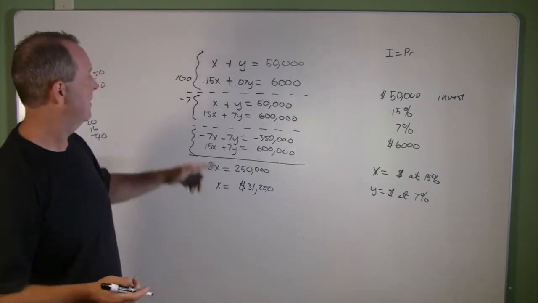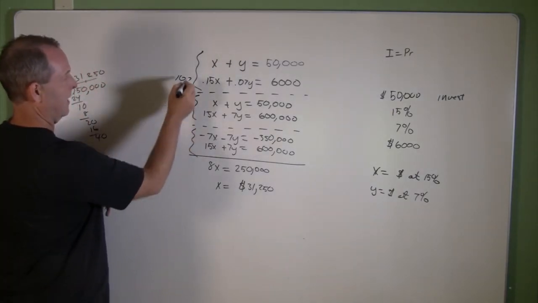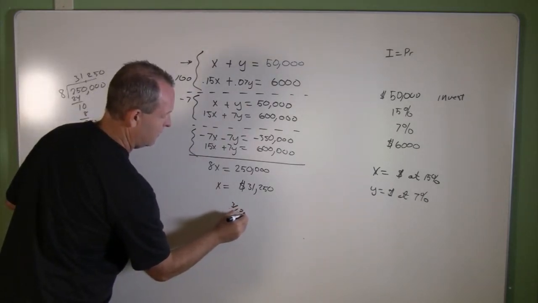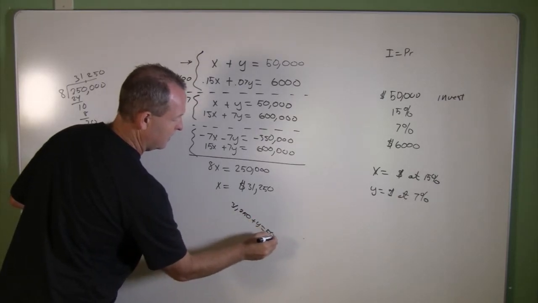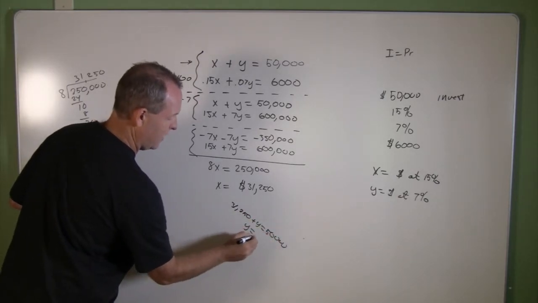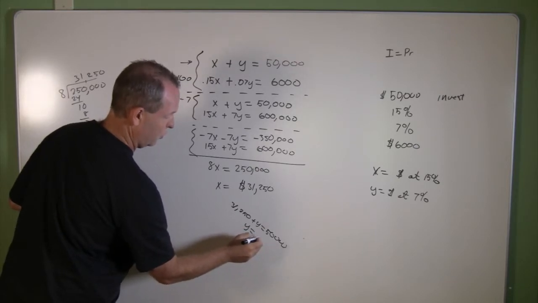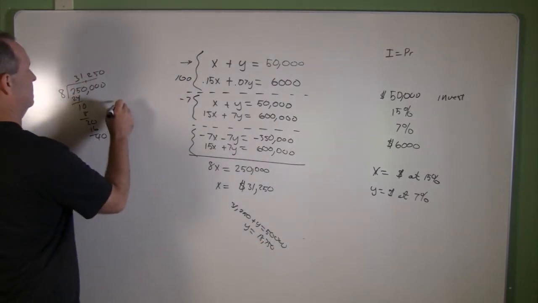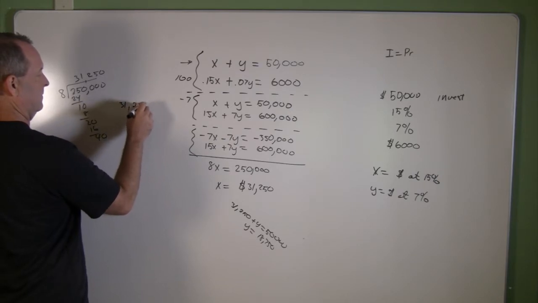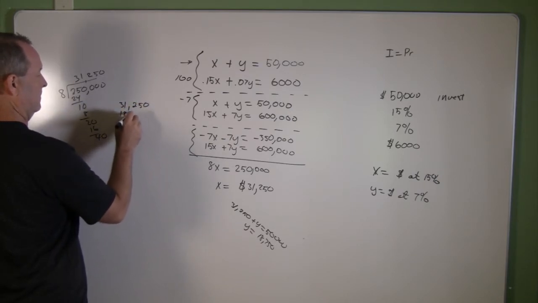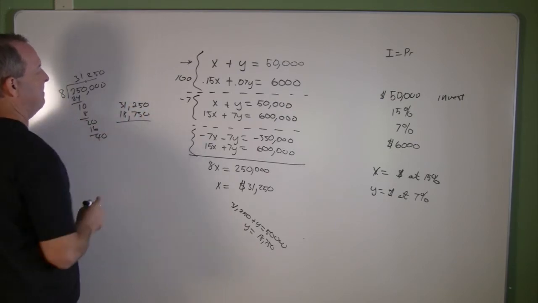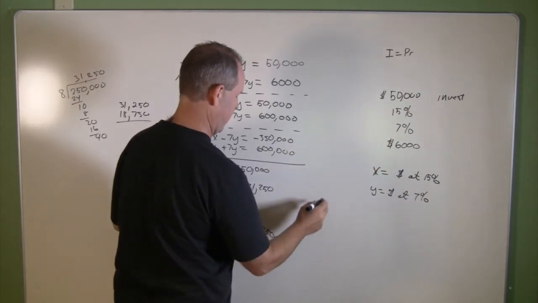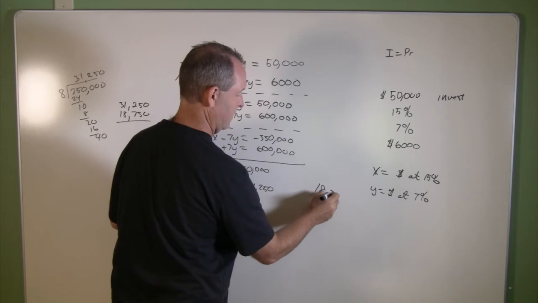And how much is the y? Well, I'm going to look for any equation, and this one looks like the easiest one to me. 31,250 plus y equals 50,000. Subtract that, and I get y equals, what is it, 18,750? Yep. So her second amount at 7% is 18,750.